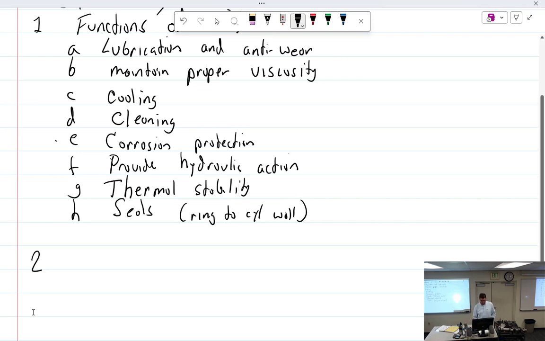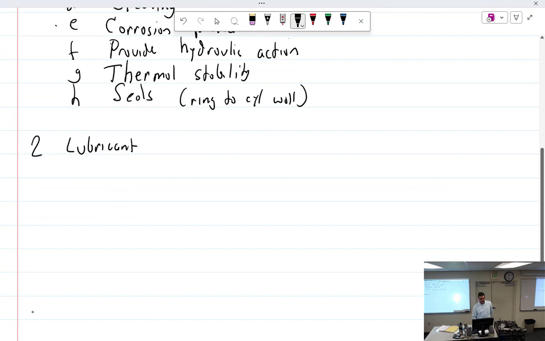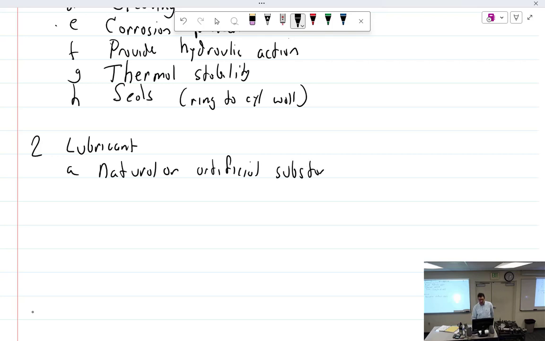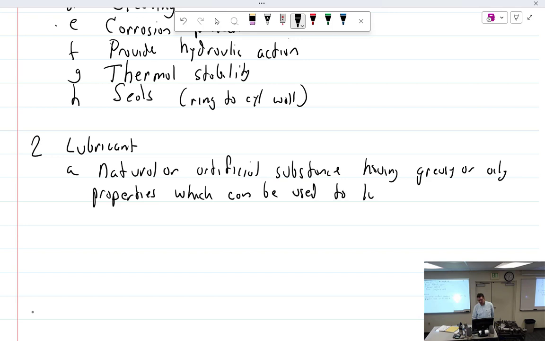What is a lubricant? What is the definition? I think we all know what a lubricant is. It's a natural or artificial substance having greasy or oily properties, which can be used to lubricate. How's that for a definition of lubrication? When you use the word to define it, which can be used to lubricate.